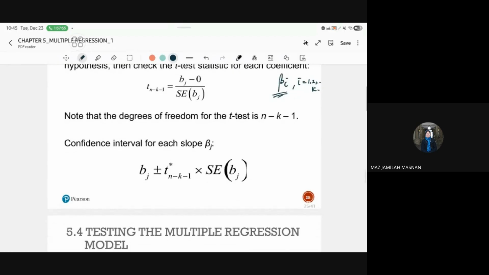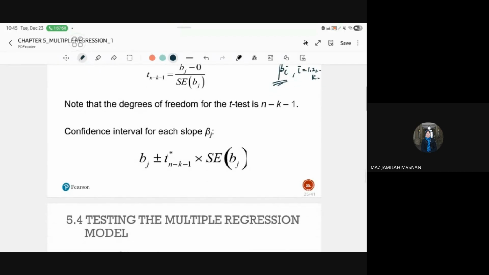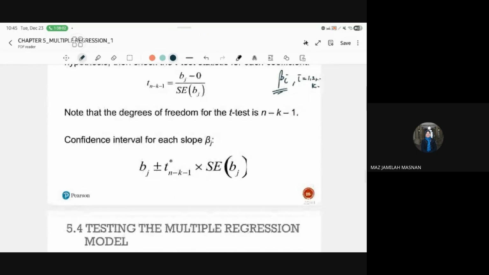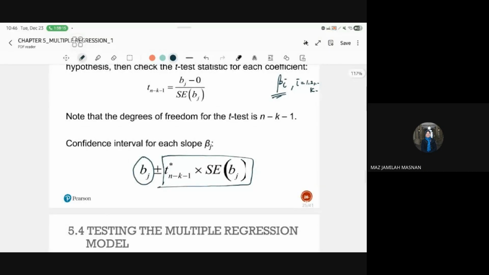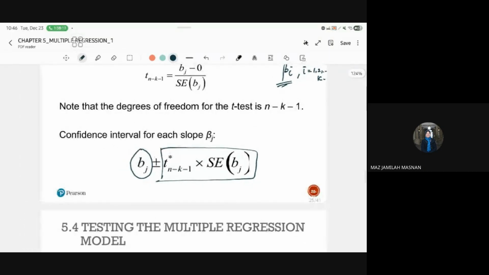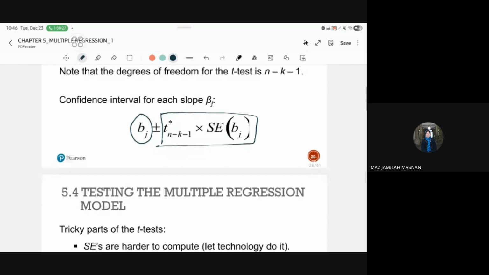For the confidence interval for each slope, which is for the beta, you will have this particular confidence interval. This is the value of your beta, and this one is the margin of error. Last time we did discuss this, but it was discussed a bit more in terms of the mean.